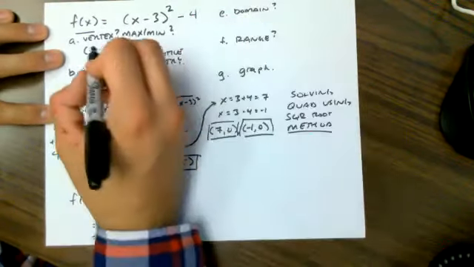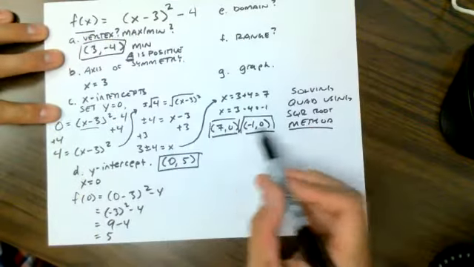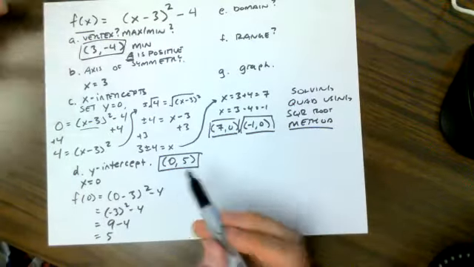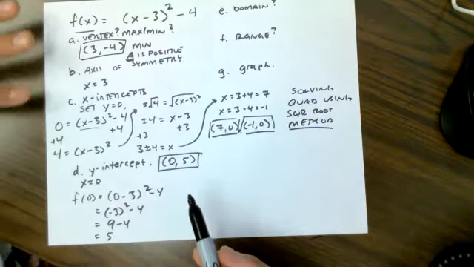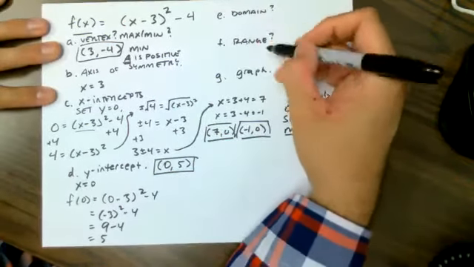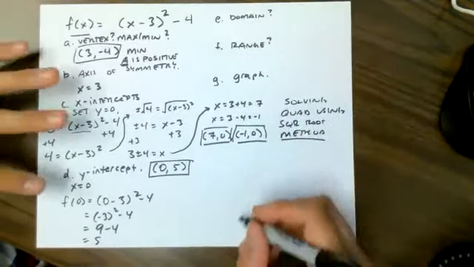So we've got the vertex, that's a coordinate. We've got the 2 intercepts, the x-intercepts, and the y-intercept. So this will give us a better idea of what this graph looks like. Okay, and I'm going to come back to domain and range. So I'm going to graph this.